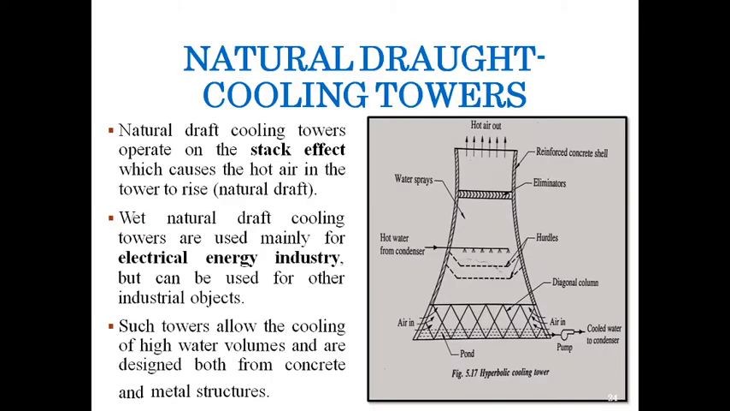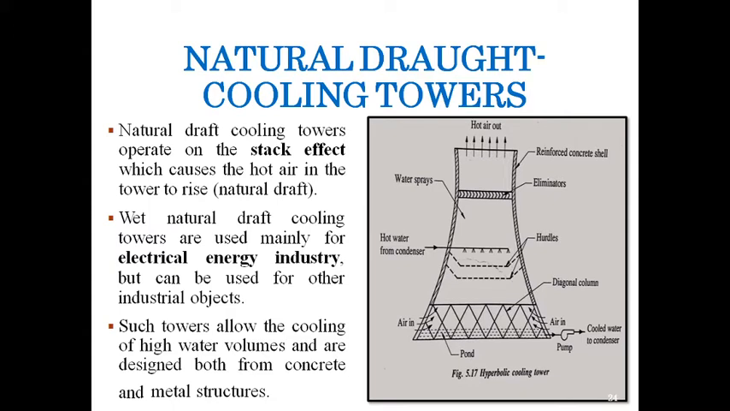First type, natural draft cooling tower. This is also called hyperbolic cooling tower. Meaning of hyperbolic, enlarged structure. Here the pond is located at the bottom of the tower. Air enters from both sides of the tower. Hot water from the condenser enters the tower through a water spray. The purpose of this water spray is uniform liquid distribution.